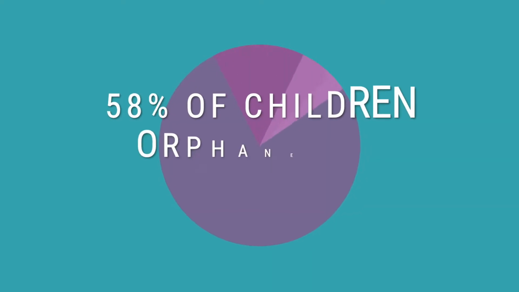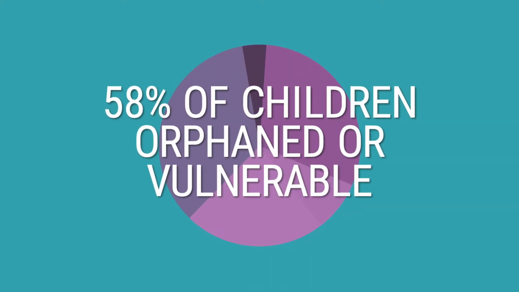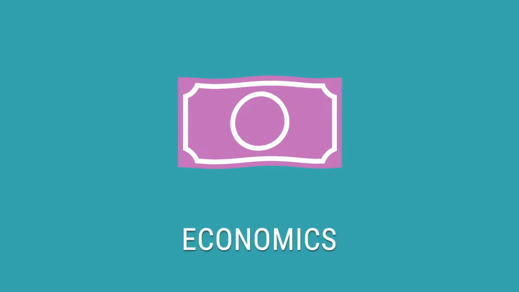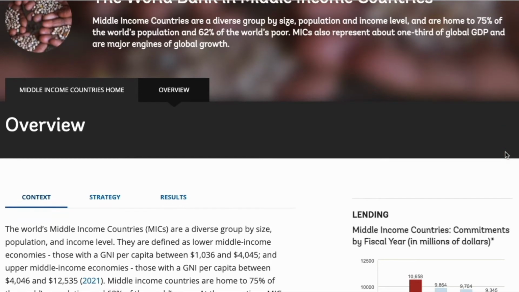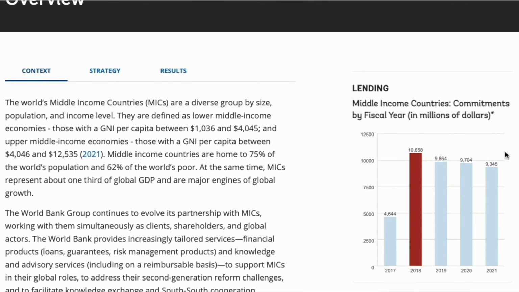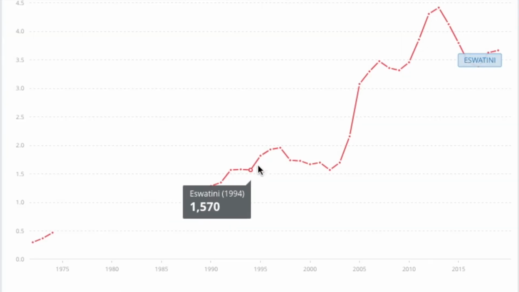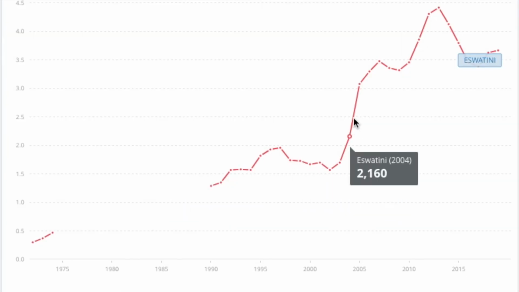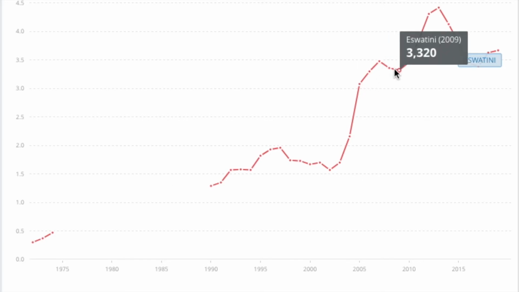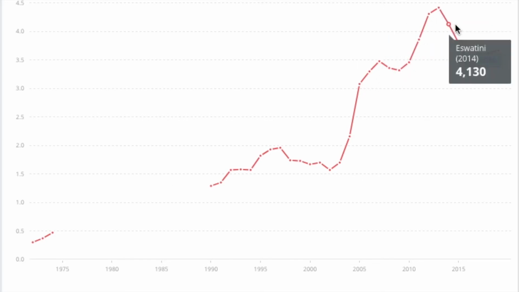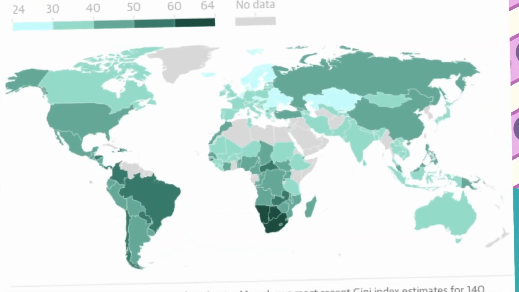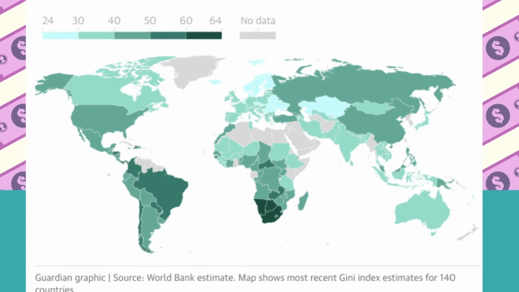As a result, over 58% of the children in the country are orphaned or classed as vulnerable. One reason for the spread of the disease is linked to lack of money for education and healthcare in the country. Eswatini has experienced economic growth, so it's classed as a lower middle income country. However, this tends to benefit the elite in society, leading it to be the most unequal country in the world. The GNI per capita remains less than $4,000, in comparison to the UK, where the GNI per capita stands at $44,000. Africa is home to 7 of the 20 most unequal countries, including neighbouring South Africa.